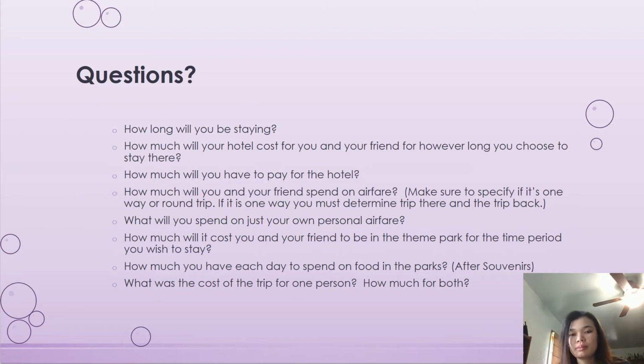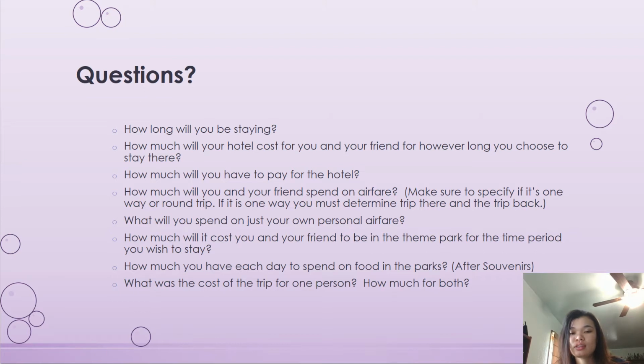So these are the questions you're going to be answering. How long will you be staying? There will be a column in the Google Sheets for that. How much is the hotel going to cost for you and your friend for however long you choose to stay? If you want to stay for 4 days, answer for 4 days. If you want to stay for 3, answer for 3, stuff like that. Then they want to know how much you're going to have to pay just for one person. And then how much are you going to spend for airfare for both you and your friend? And then the next question is just for yourself.